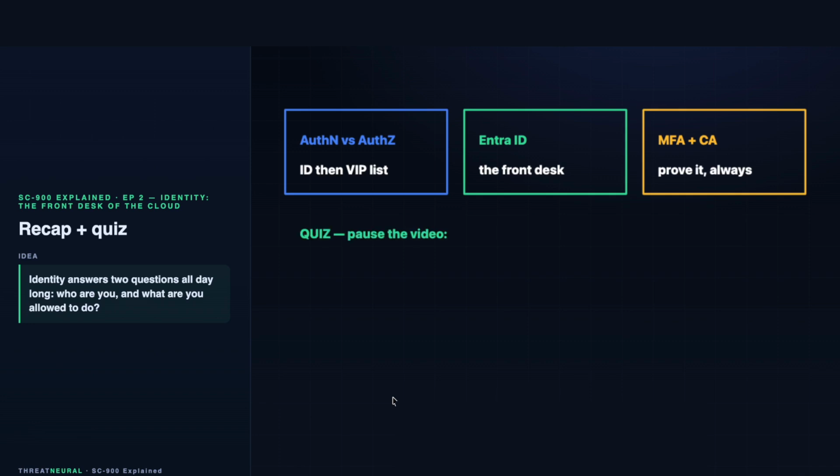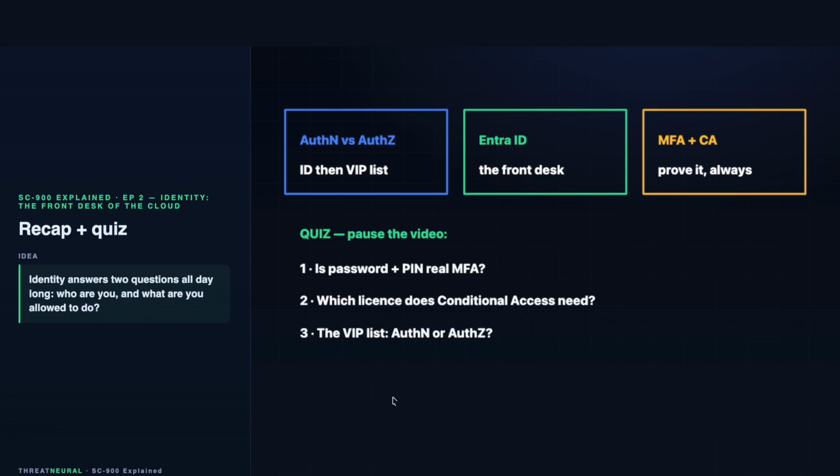Before you go, pause the video right here and answer these three. 1. Is a password plus a PIN really MFA? 2. Which license does conditional access need? 3. The bouncer's VIP list. Is that authentication or authorization? Answers are in the pinned comment, and be honest with yourself, because these three are exactly the kind of thing the exam asks.